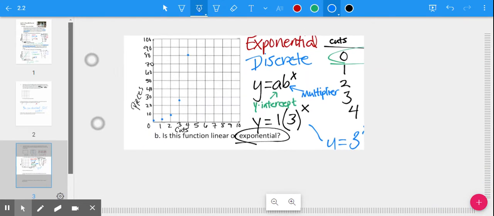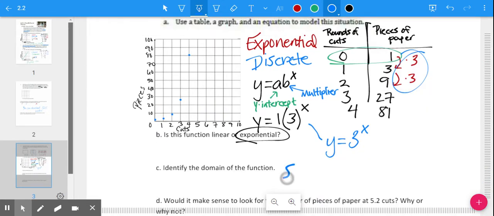Because this is discrete, our domain is going to be in curly brackets, and we list the x values, which is domain as x values. We list the x values that make sense. So we have 0 cuts, 1 cut, 2 cuts, 3 cuts, etc.